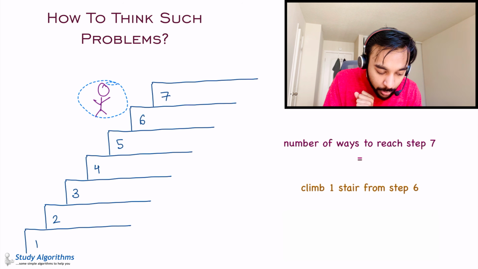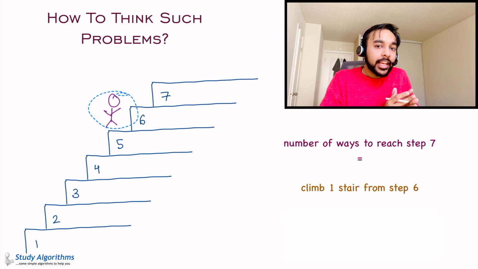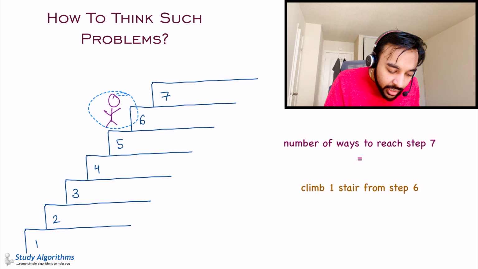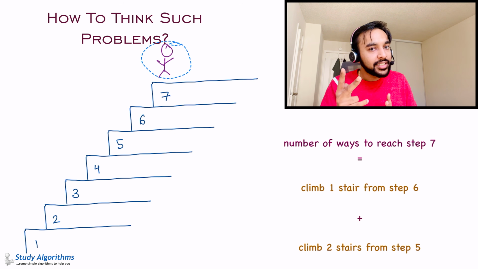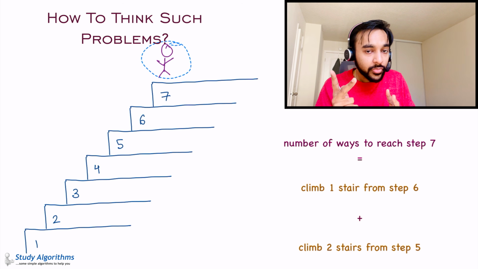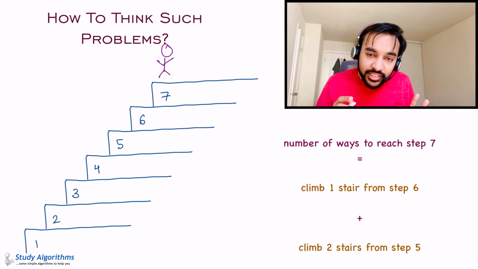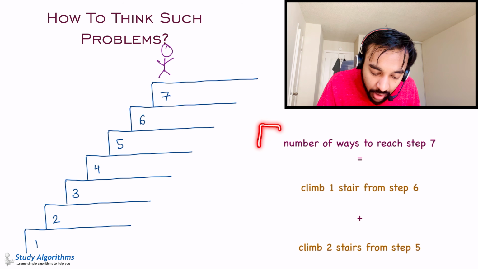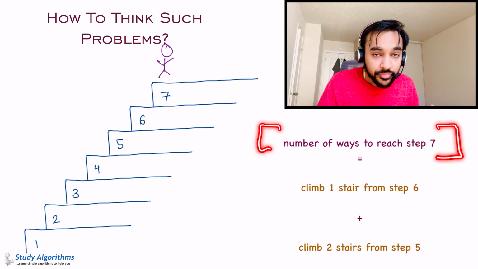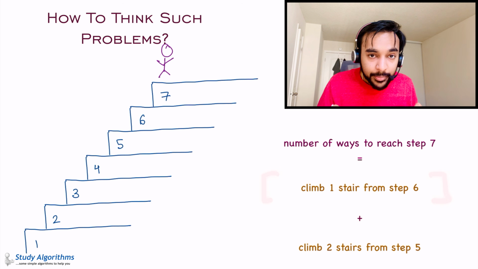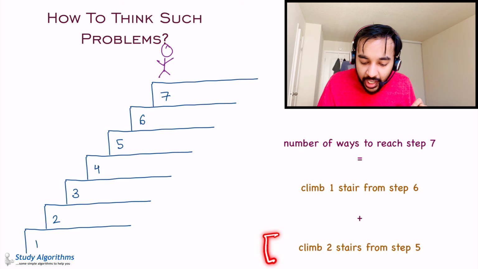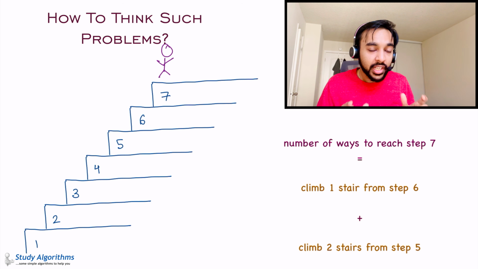Or what will you do? You would be standing on step number 5 and your last step would be to take two climbs and reach step 7, right? So what I can say is that the total number of ways to reach step 7 will be either you climb one stair from step 6 or you need to climb two stairs from step 5, right? Think about it for a moment.